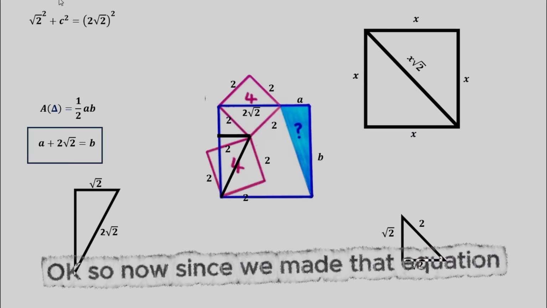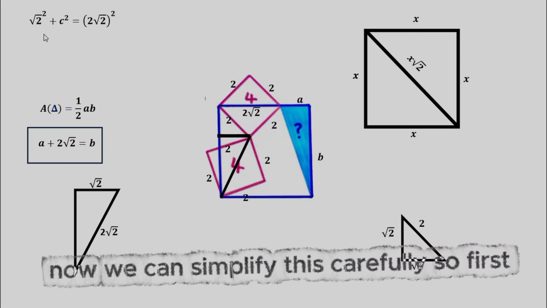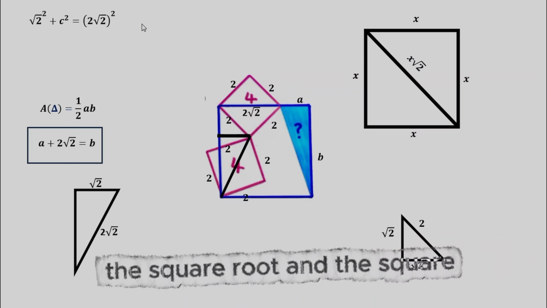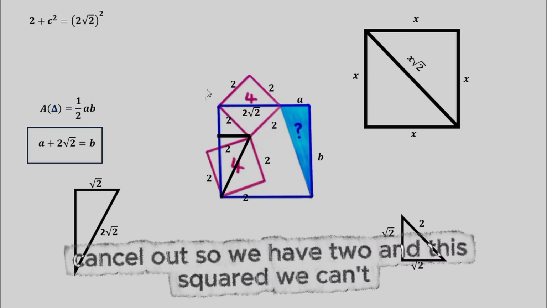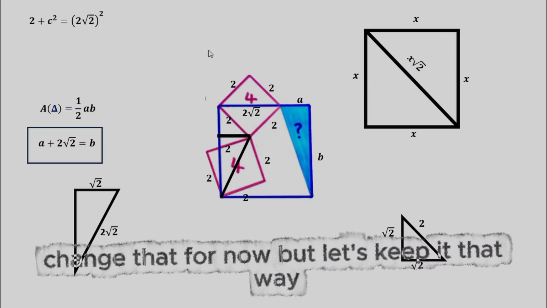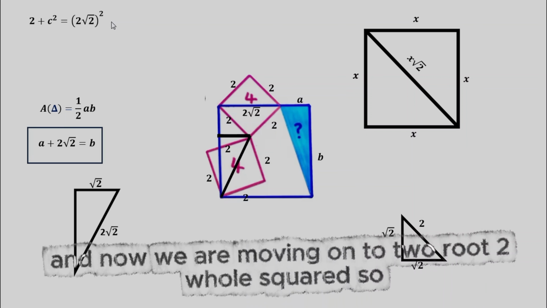Okay, so now since we made that equation, now we can simplify this carefully. So first, in the first term, square root of 2 squared, the square root and the square cancel out, so we have 2. And c squared, we can't change that for now, but let's keep it that way. And now we are moving on to 2 root 2 whole squared.